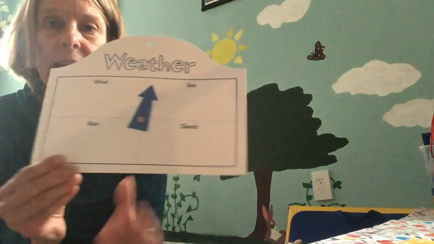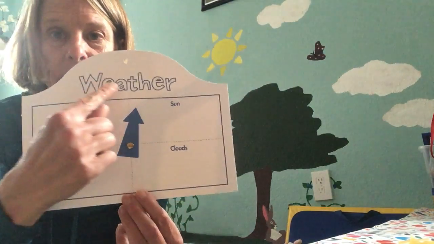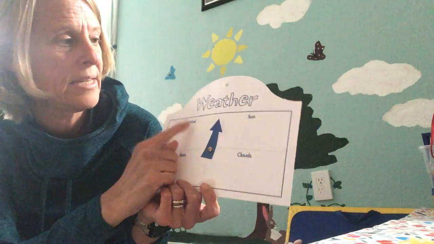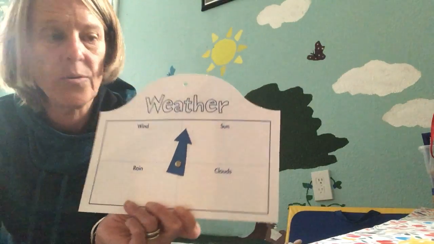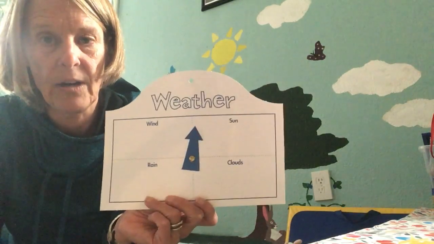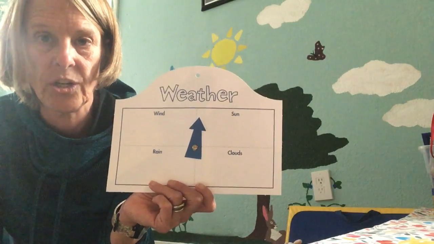Today, you get to make your very own weather wheel. It looks like this. On top it says weather, and then we have 4 kinds of weather we can choose: wind, sun, rain, and clouds. So you're going to attach your little arrow, and then I want you to draw a picture for each type of weather so that you can remember which one each is.